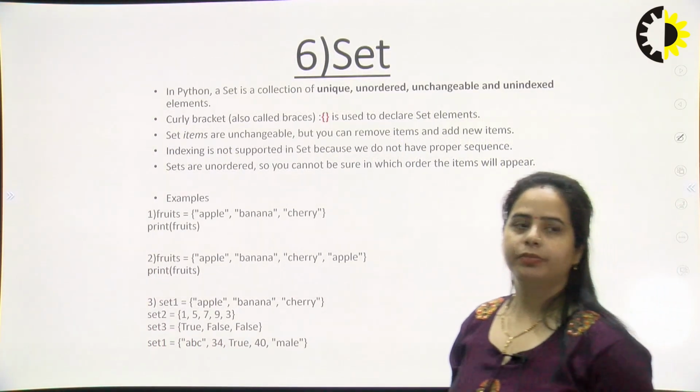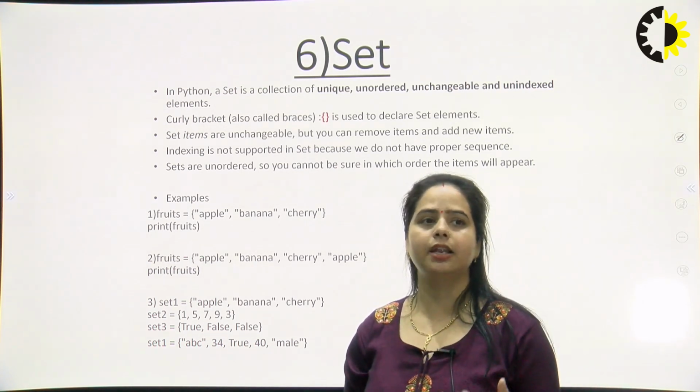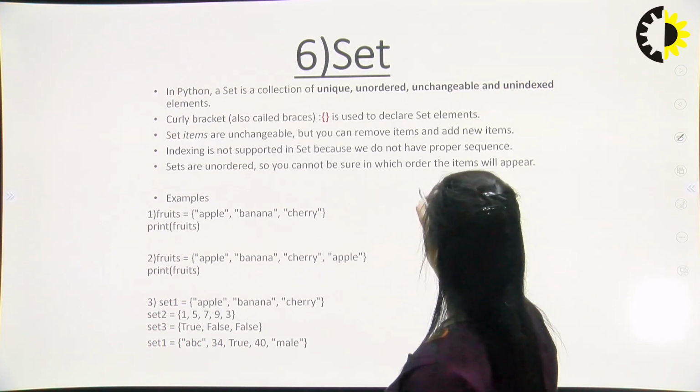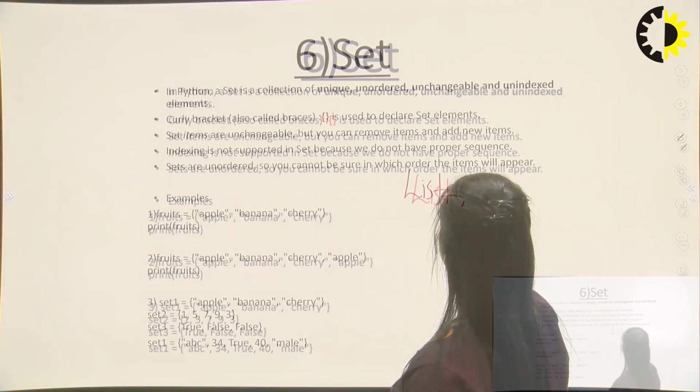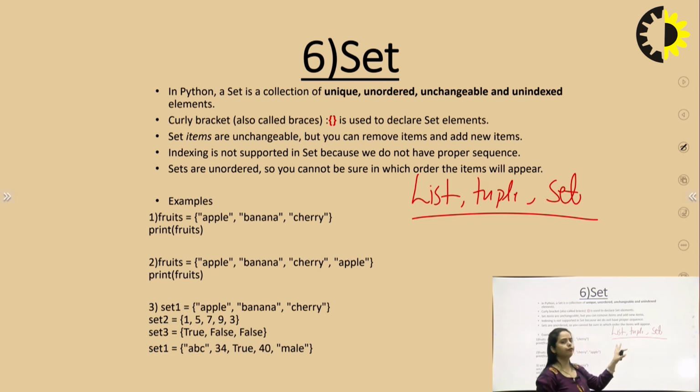Next is your set. Now, what is the set? Why do we use the set and when do we prefer the set? Set basically is a collection of elements. We have now heard three terms: list, tuple and set. All three are collections of elements. List is a collection of elements which are mutable, meaning we can change its value in future. And tuple is a collection of elements which are immutable, meaning we cannot change its value once it is defined.